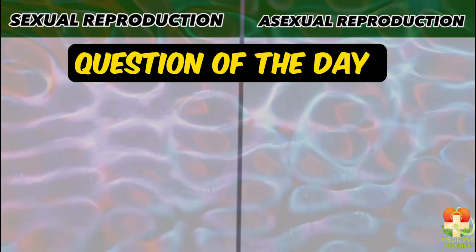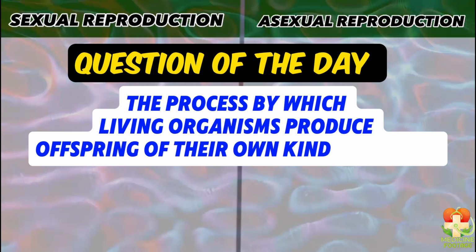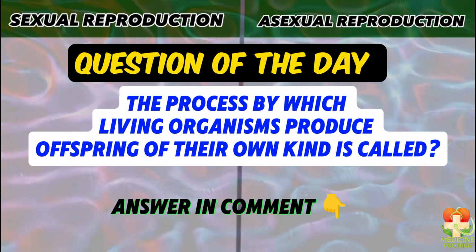Question for today. The process by which living organisms produce offspring of their own kind is called. Only a genius can answer in the comments below.